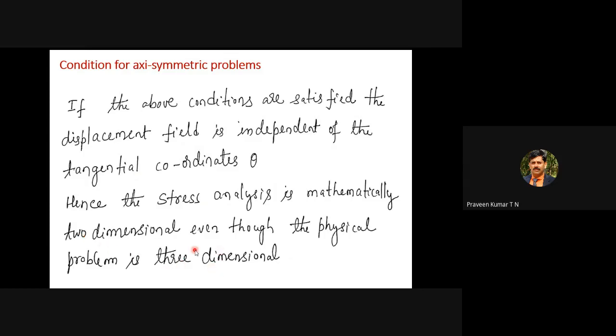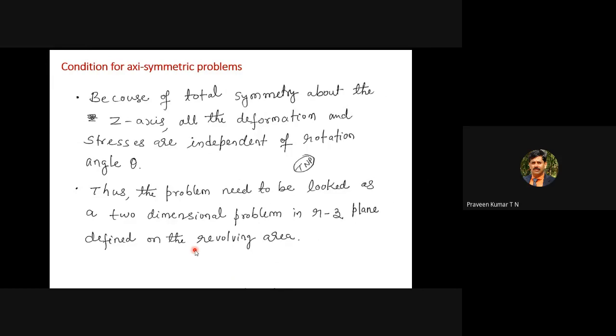We are considering the cylinder. So even though the object is a three-dimensional object, it can still be considered a special case of a two-dimensional element. The special case of a two-dimensional element is nothing but the axisymmetric element. Because of total symmetry about the z-axis, all the deformation and stresses are independent of the rotational angle theta.